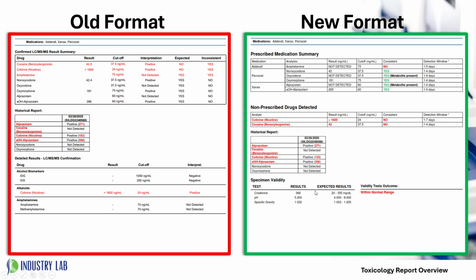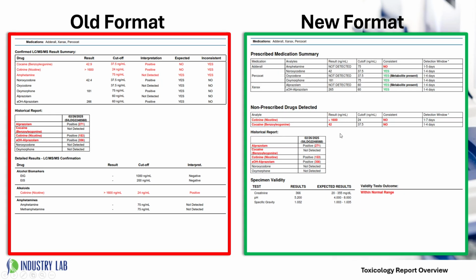And the next main upgrade on the first page is this validity testing that will now be shown here. One of the main things you want to know is, was this sample consistent with urine? Are these results that I'm looking at valid? And you used to have to flip back a few pages to the end of the report. Not anymore. That's now going to be shown right here.